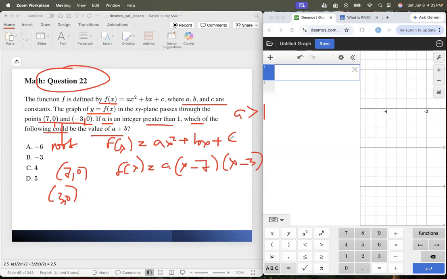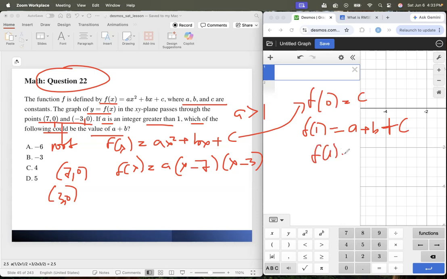Why? To find a plus b, it's always f of 1 minus f of 0. Let me show you. If you take this equation and put in f of 0, you're going to get c. If you take f of 1, this is a 2 second job. You're going to get what? a plus b plus c. If you do f of 1 minus f of 0, you're going to get a plus b. That's what they want us to do.